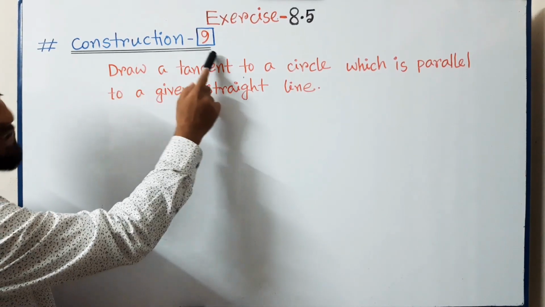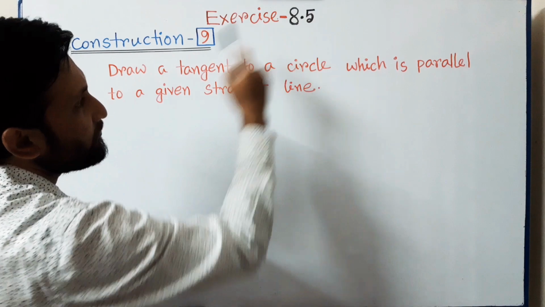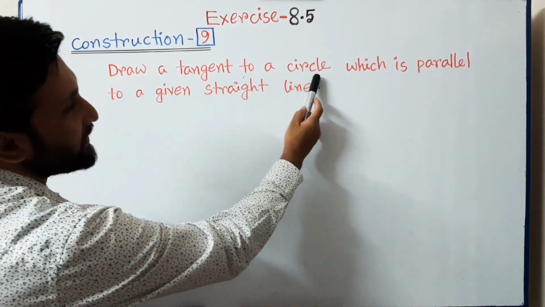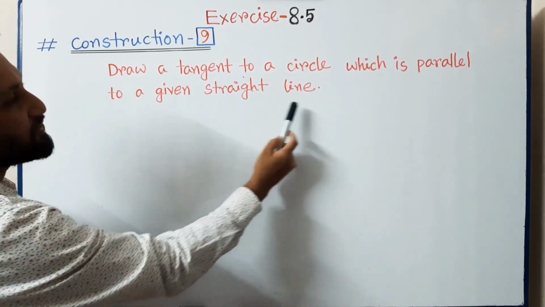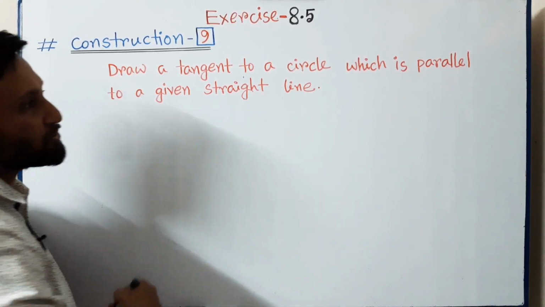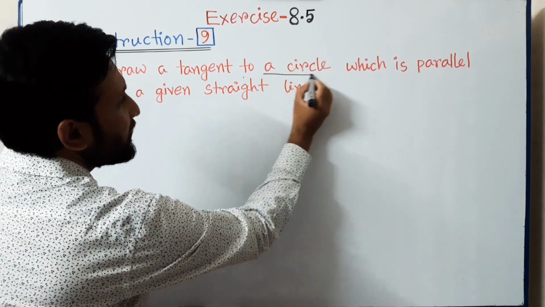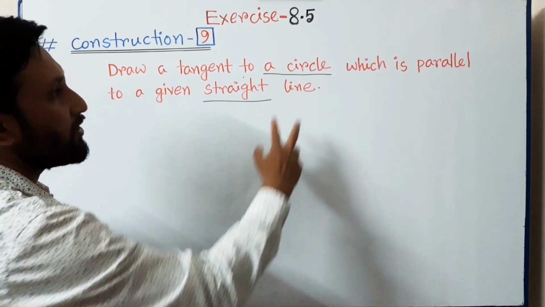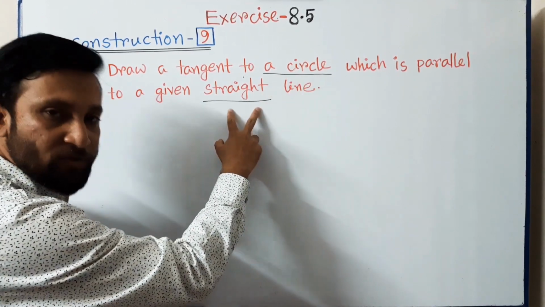Today I am going to discuss General Mathematics, exercise 8.5, construction number 9 and 10. Let's start. Dear students, this is question number 9 from exercise 8.5. The question is, draw a tangent to a circle which is parallel to a given straight line. That means according to the question, a circle and a straight line are given. We have to draw a tangent on this circle from this straight line.